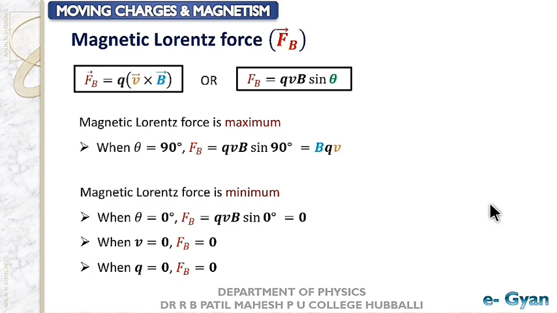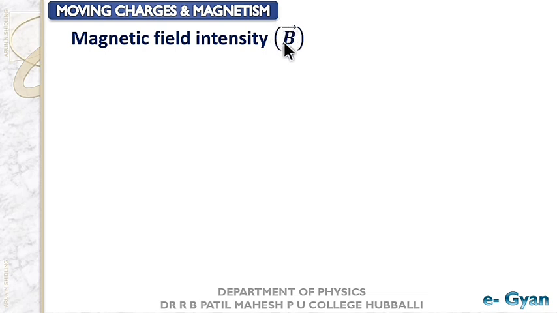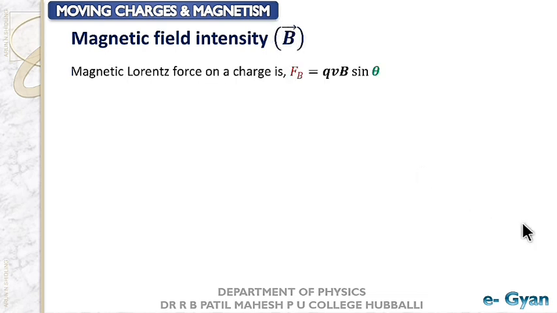Proceeding further, in this explanation we talked about magnetic Lorentz force, but now we shall discuss what this alphabet B is. B is magnetic field intensity. Magnetic field intensity can be obtained from the concept of magnetic Lorentz force. We already know the formula for magnetic Lorentz force. I'll alter the formula in such a way that I get the value of B. Now B is equal to FB divided by QV sine theta.